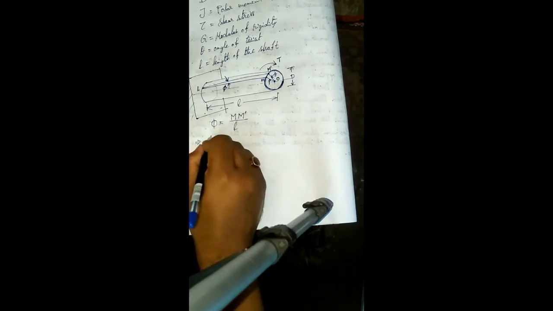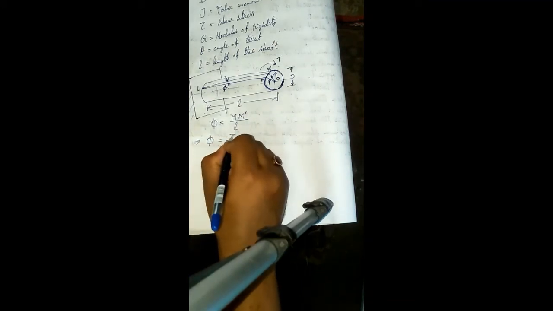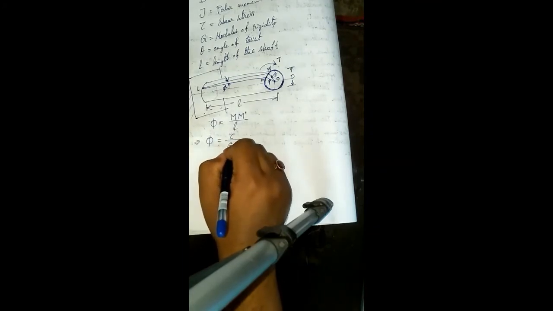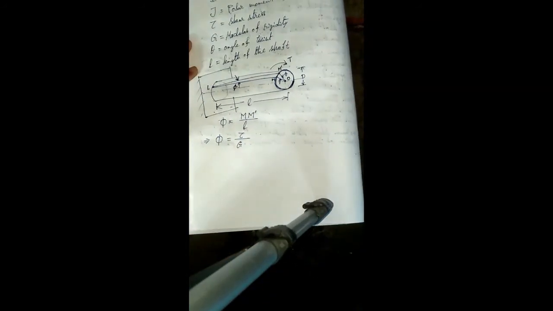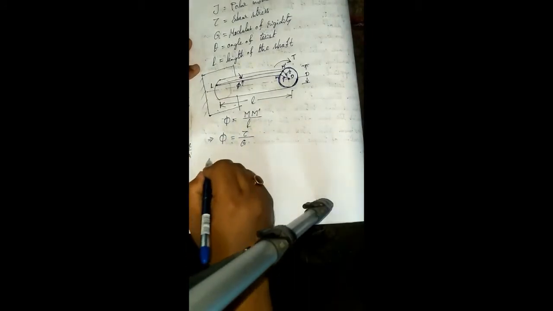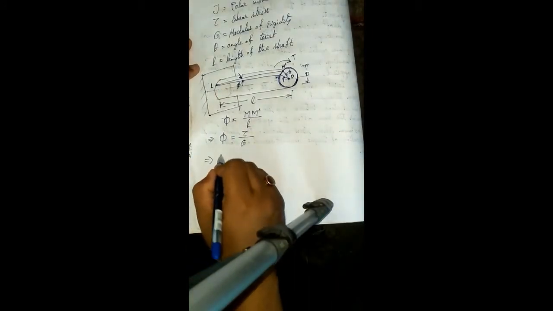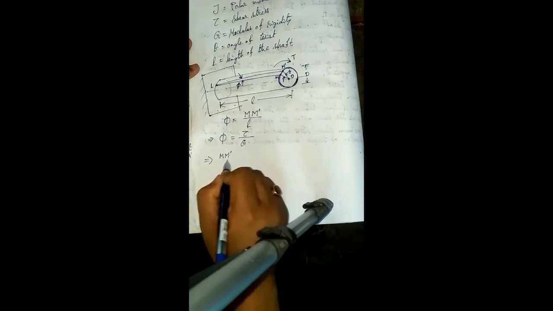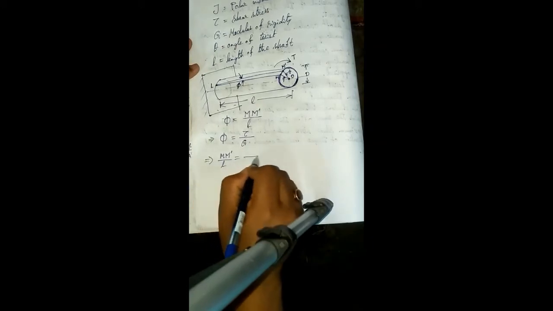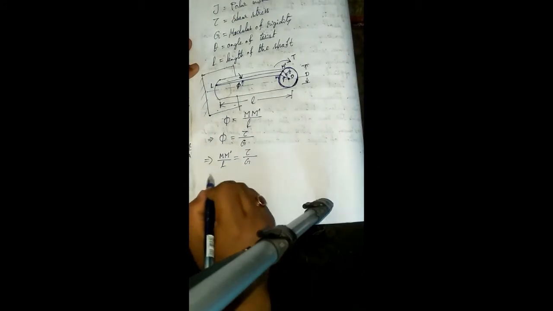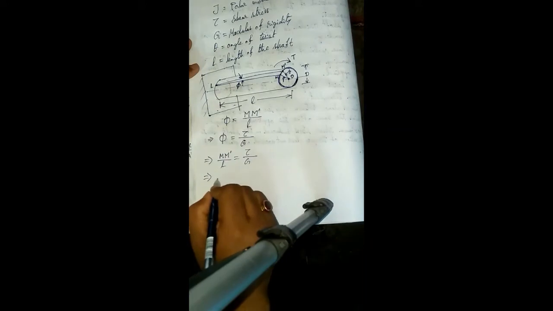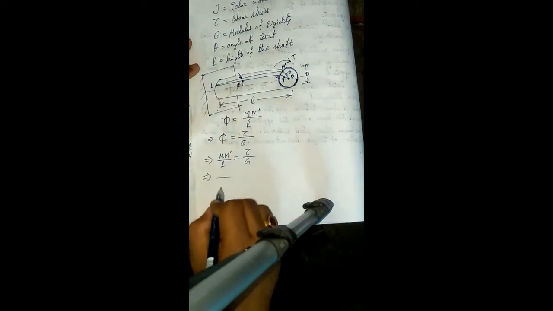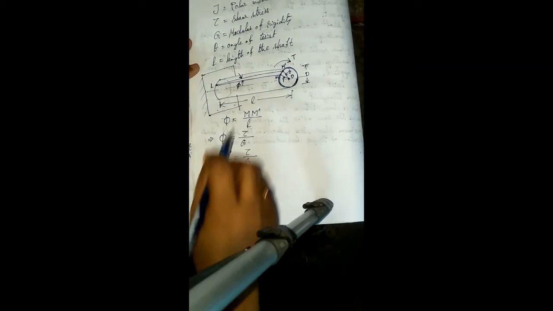Also we can write that phi equals tau by G, where tau is the shear stress and G is the rigidity modulus. Now we can equate these two equations, that is m dash by L equals tau by G, and here we can write m dash as r theta.